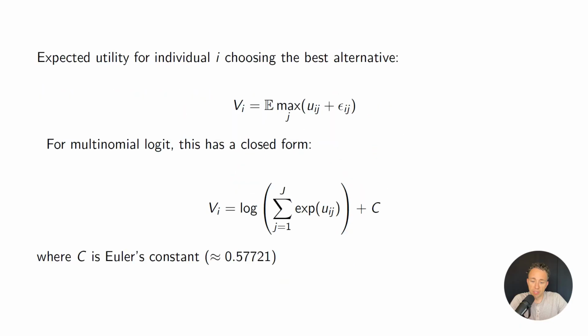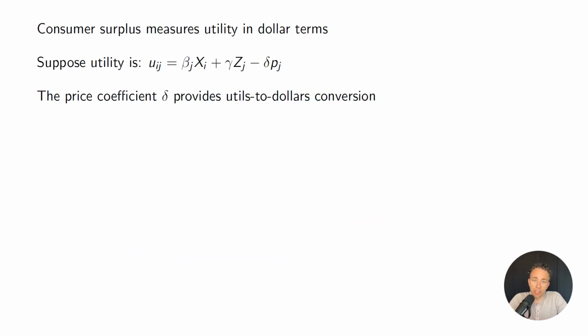But just for the purposes of this video, just know that the log of the sum of the exp of the u is the formula for expected utility. So then, how do we get from expected utility to consumer surplus? Well, in our model, we need some kind of monetary variable to tell us the conversion rate between utils and money. In most cases, we'll have either a price variable or an income variable, and we're going to take that coefficient in front of the price.